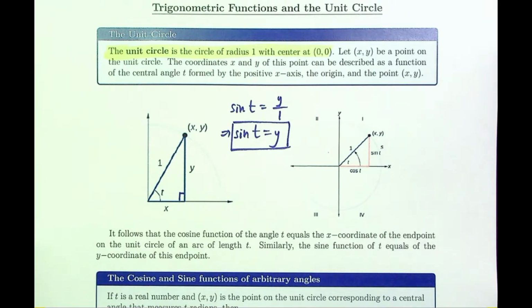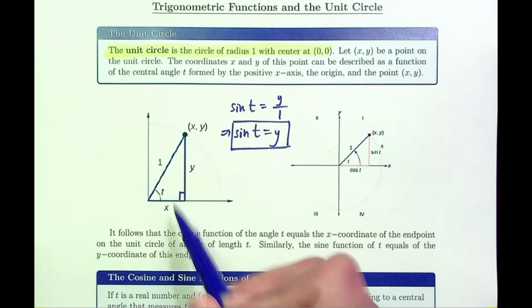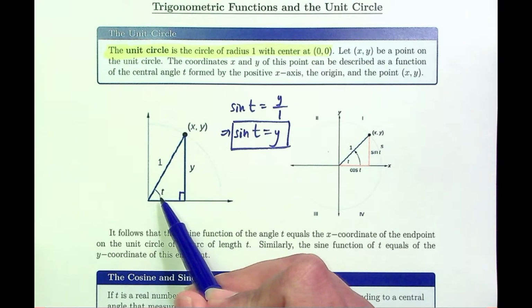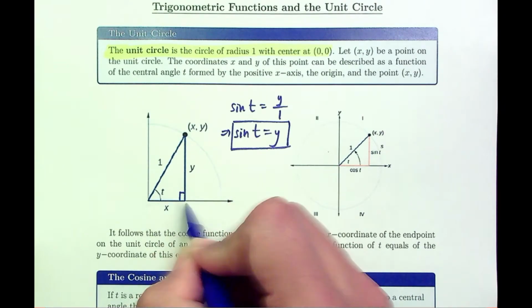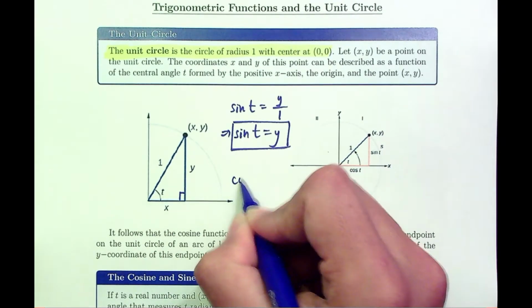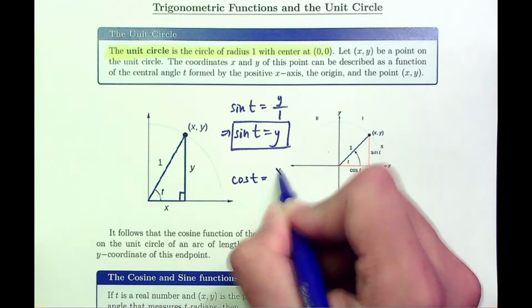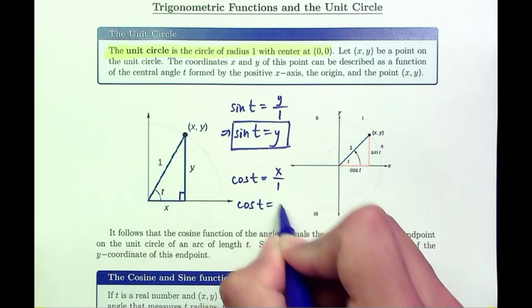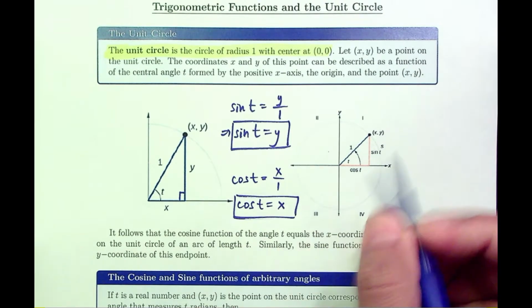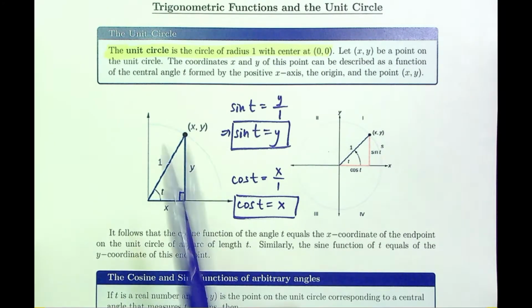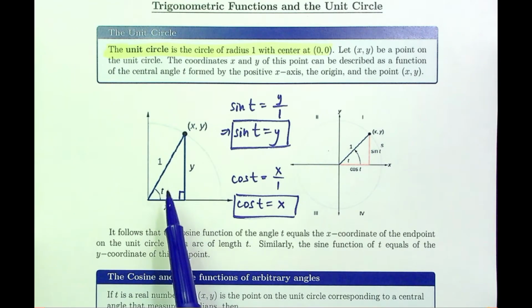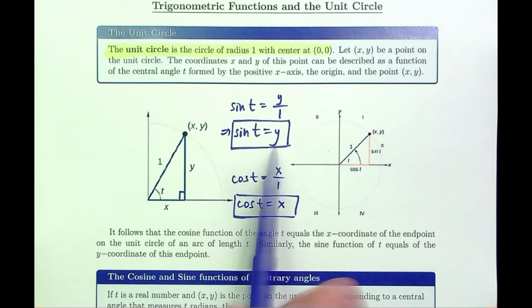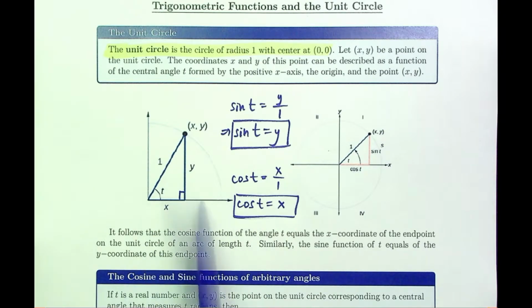Similarly, if you apply cosine to this angle, what do you get? Cosine is adjacent over hypotenuse. This distance right here is x, so you get cosine of t is x over the hypotenuse, which is 1 again. X over 1 is just x, so cosine of t is x. So look what happens. The x coordinate is nothing but the cosine of t, and the y coordinate is the sine of t. And that happens for when the angle is between 0 and 90.